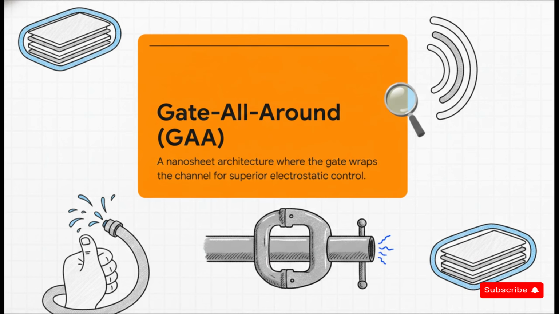If FinFET is basically like putting your thumb over the end of a running hose, GAA is like clamping a heavy-duty vise tightly around the entire circumference of the pipe. This brilliant 3D structure gives engineers truly superior electrostatic control over the channel, and that is exactly what successfully suppresses that problematic off-state leakage we were just talking about.